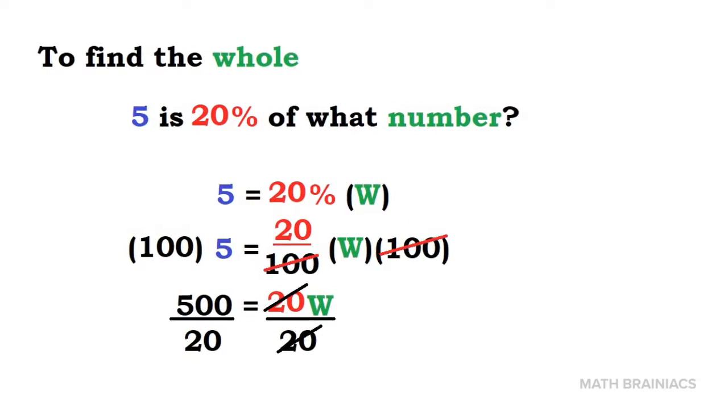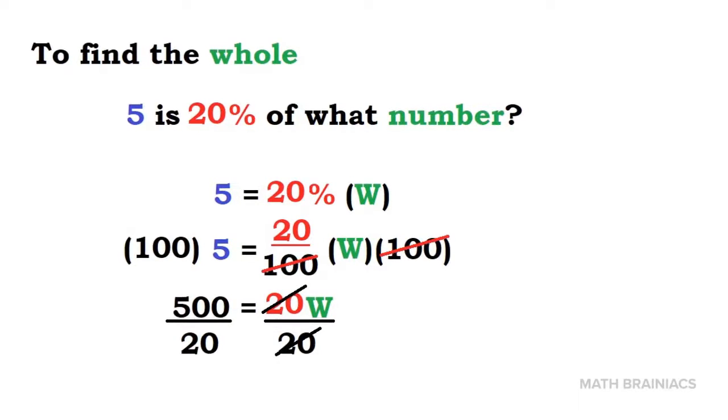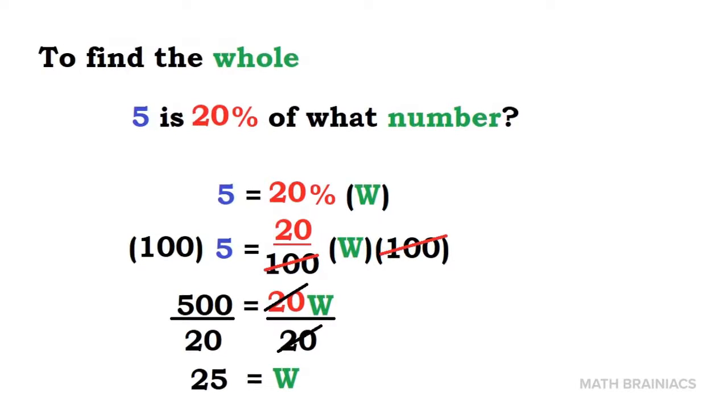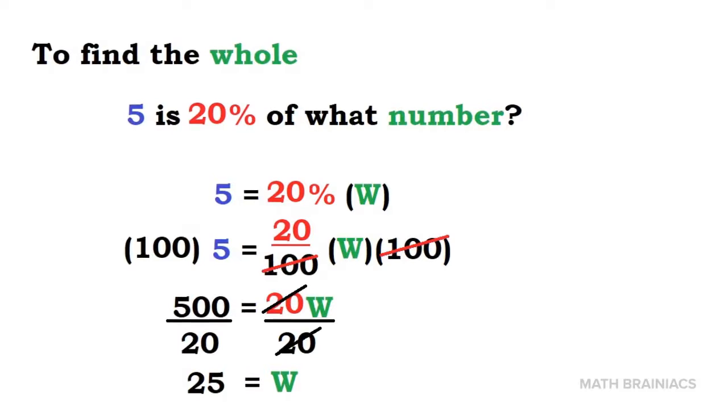Consequently, we can cancel out the 20 on the right side and we can work on 500 divided by 20. As a result, it will give us 25. Therefore, 5 is 20% of 25.